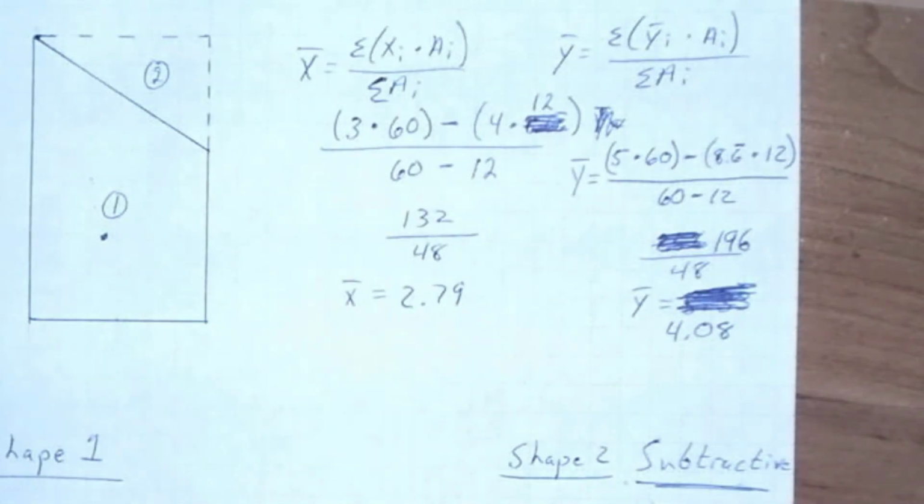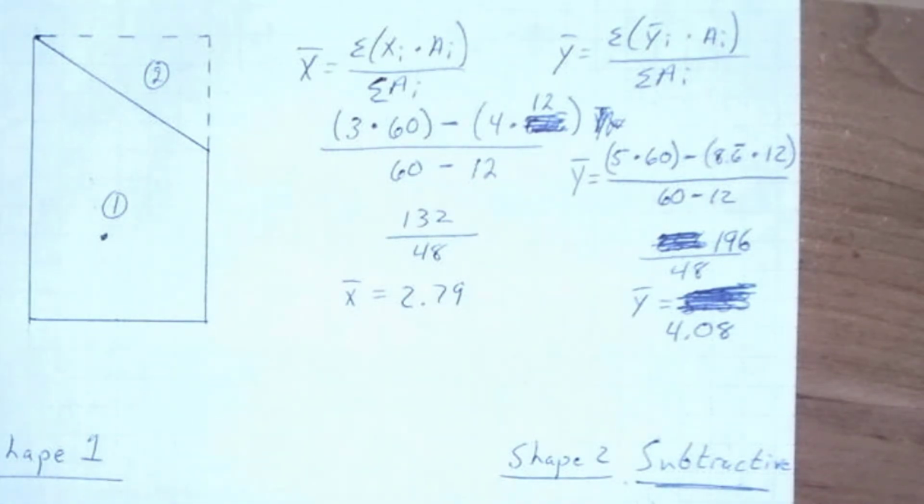Okay, so as you can see here, y bar equals 5 times 60, y bar of shape 1 times area of shape 1, minus 8.66 times 12, which is the y bar of shape 2 times the area of shape 2, over 60 minus 12. Remember, we're subtracting the 8.66 times 12 and the 12 on bottom, because shape 2 is subtractive, we're removing that material from the object. You should end up with 196 divided by 48 for a y bar of 4.08.